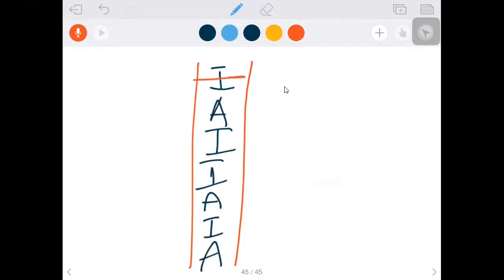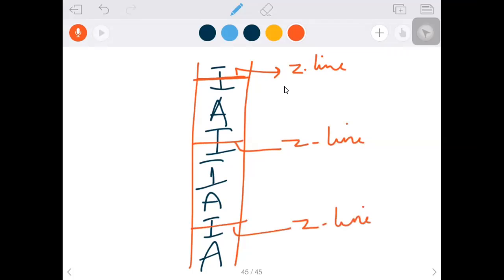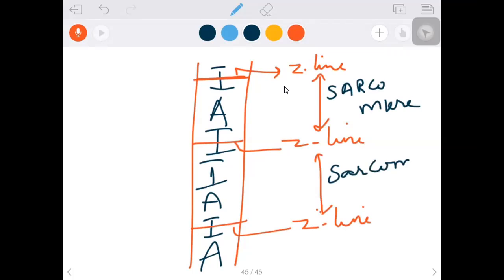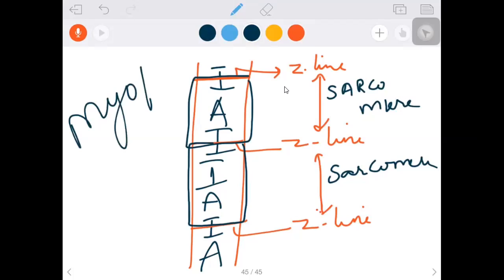In the center of each light band we'll find the Z line. Between successive Z lines, whatever is present there, we term it a sarcomere. After identifying the sarcomere, we'll go back. So what is a sarcomere? It is present between two successive Z lines. What I want to explain here is that a myofibril has many sarcomeres.